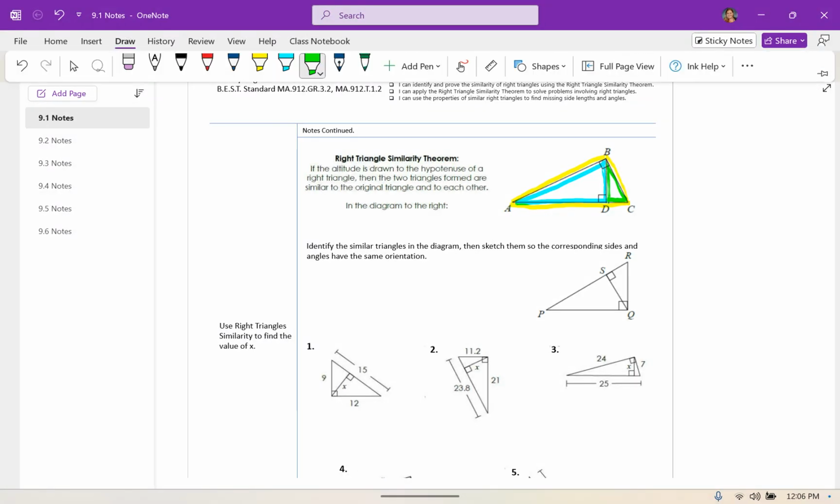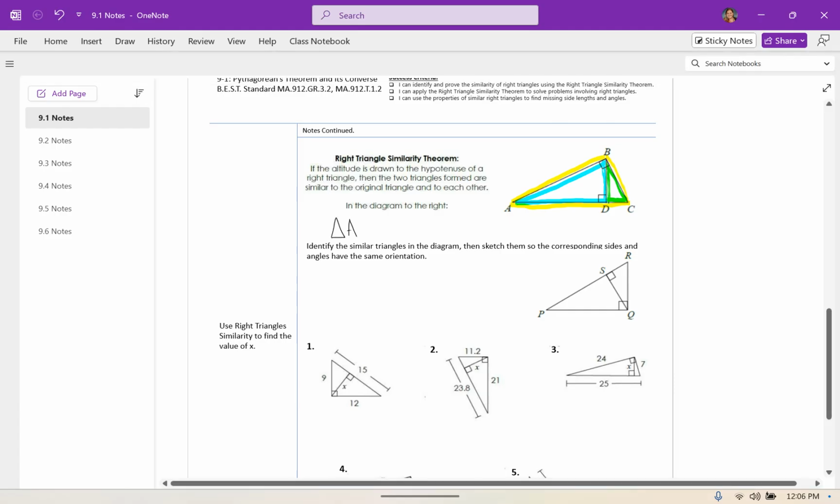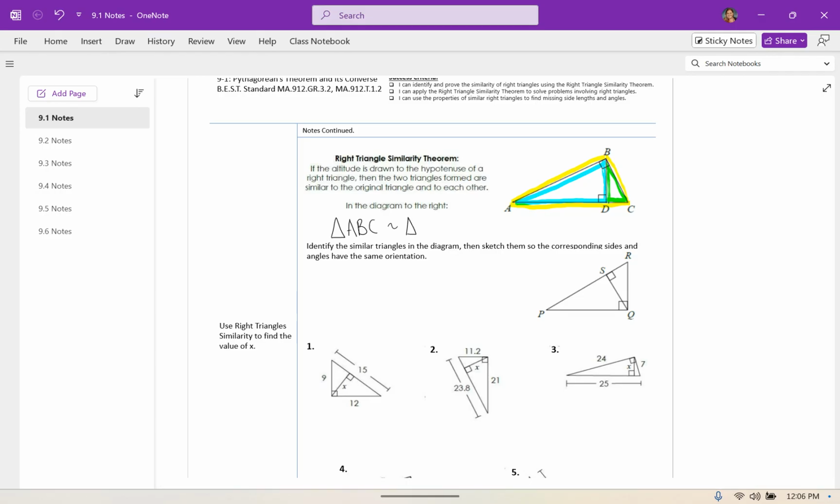So here's what we know. The outer triangle, triangle ABC, is similar to the medium triangle, that would be ADB, which is similar to triangle BDC.